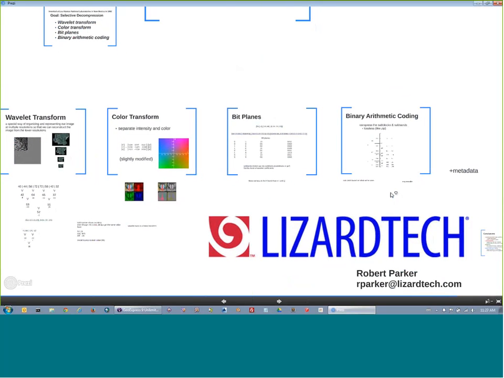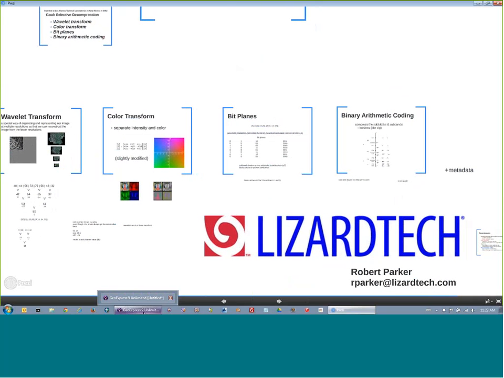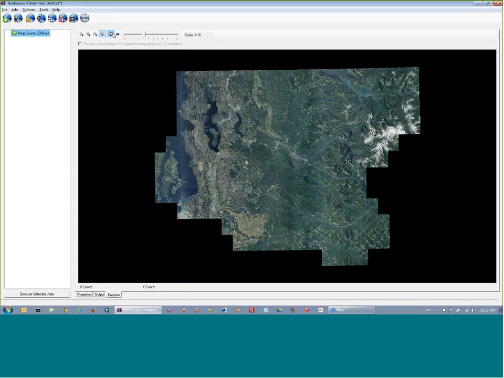But what does that mean? Now you have the SID file. How do you view it? So it's a good question. Let's take a look at an example here. Here, again, is that very large area, very large image.